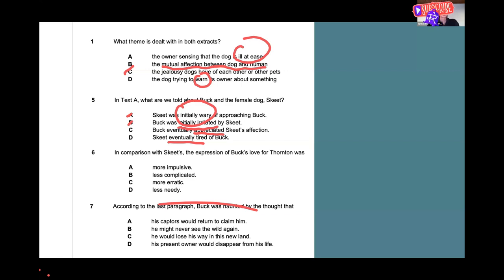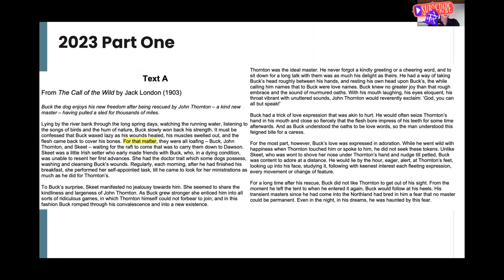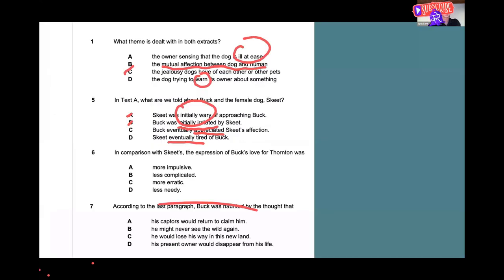Okay, and then just to continue reading this through: she had the doctor trait which some dogs possess, washing and cleansing Bok's wound. Regularly each morning after he had finished his breakfast, she performed her self-appointed task till he came to look for her ministrations as much as he did for Thornton's. So here we have, till he came to look for her ministrations as much as he did for Thornton's. Looking at the implied meaning of this, we can see that he began to look forward to the other dog looking after him. So that narrows down our answer: we know that this one will be C, eventually appreciated Skeet's affection.